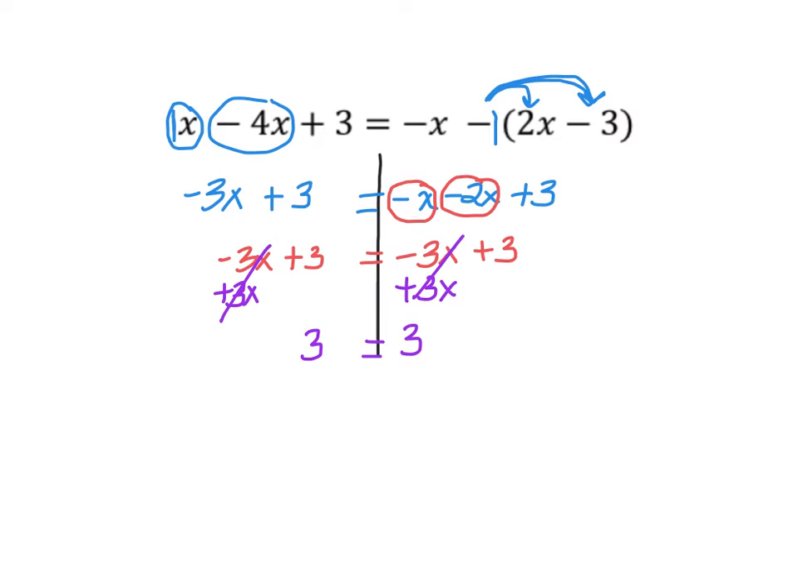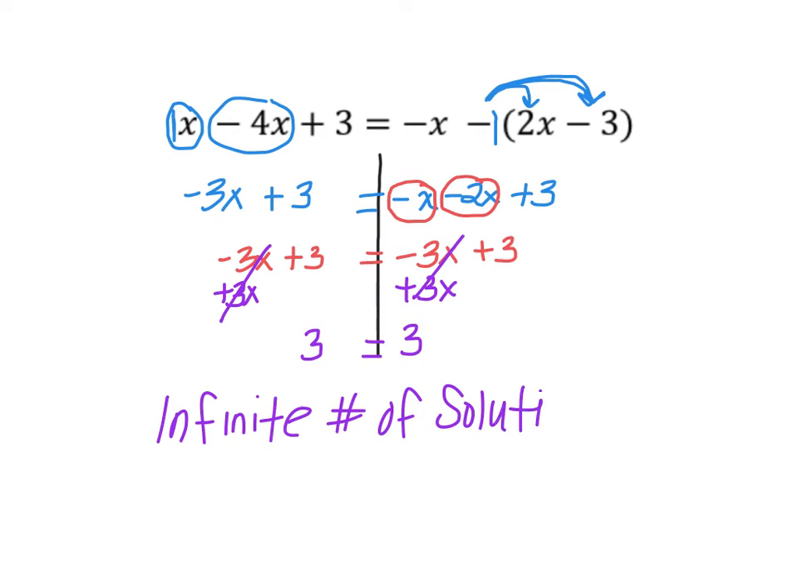That is a true statement. 3 is always going to equal 3. My left side is balanced with my right side, so that means there's an infinite number of solutions. Any number I choose can be plugged in for x, and my left side will always balance and equal out to my right side.